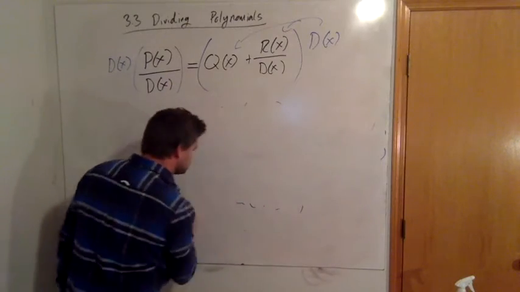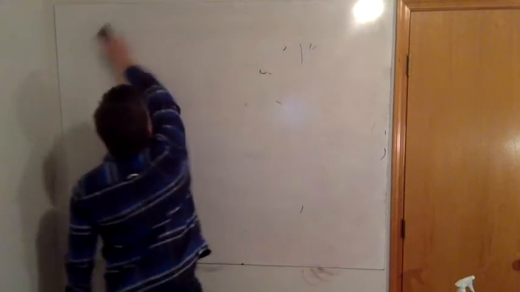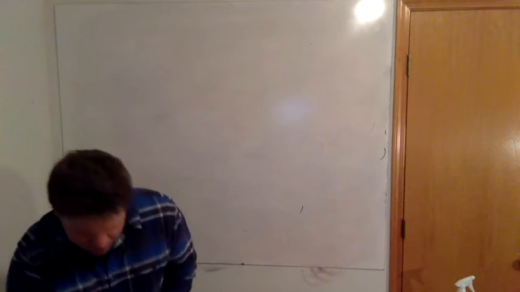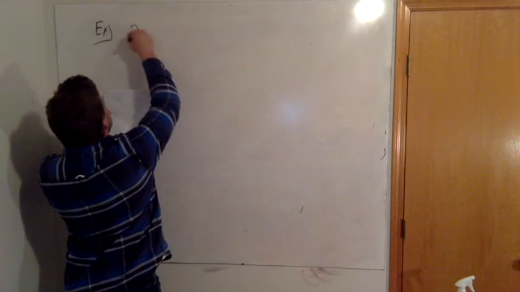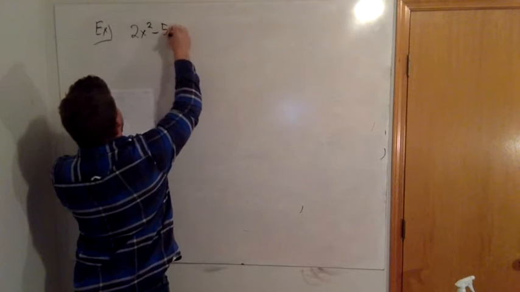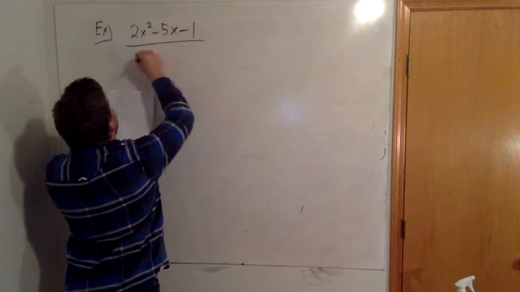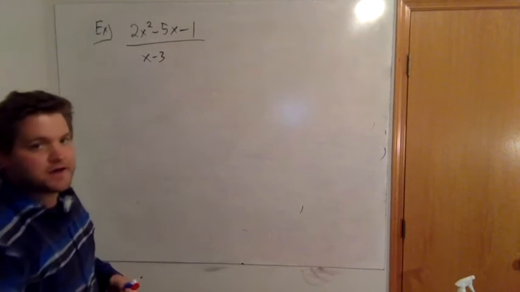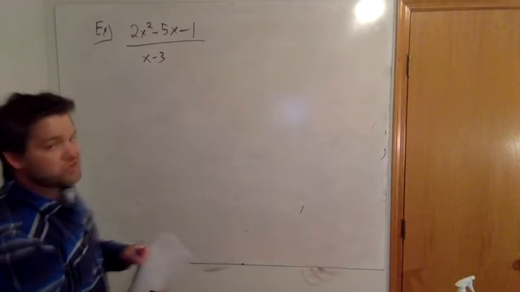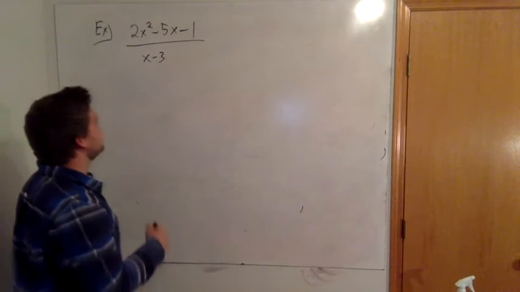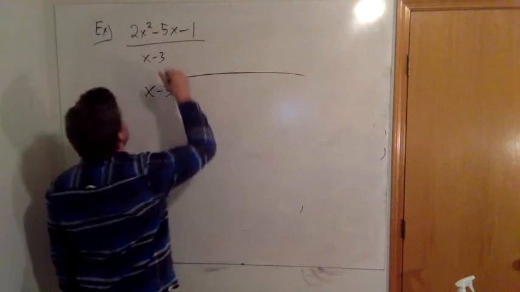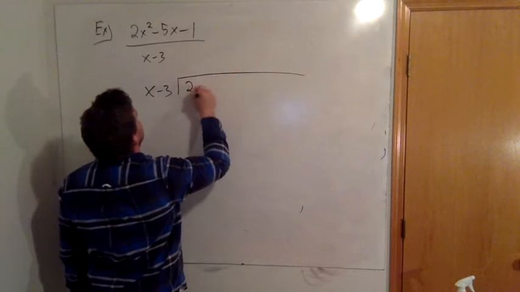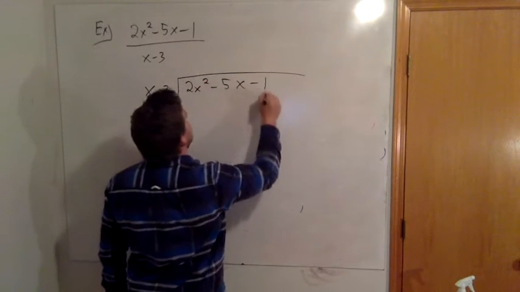We're going to do some examples. Okay, our first example. Let's say we want to divide 2x squared minus 5x minus 1 by x minus 3. In a similar fashion, we're going to set up a division bar, with x minus 3 divided into 2x squared minus 5x minus 1.